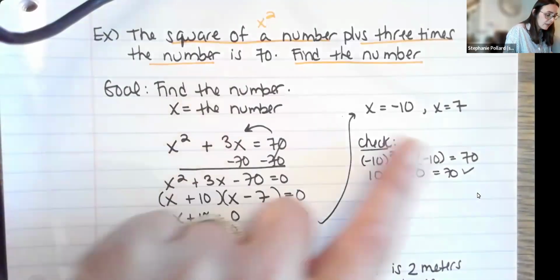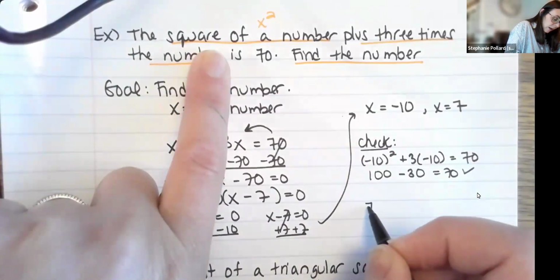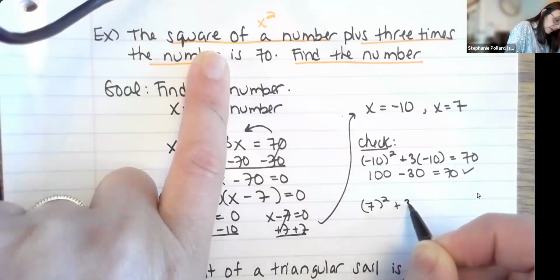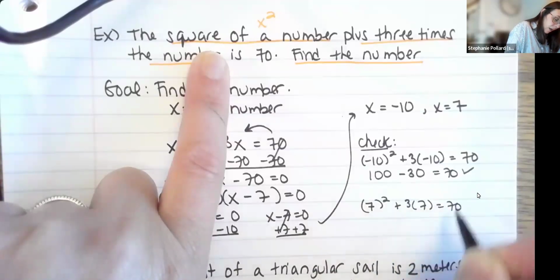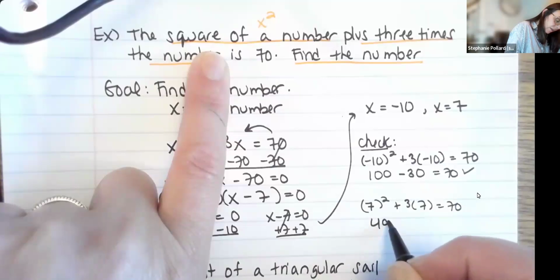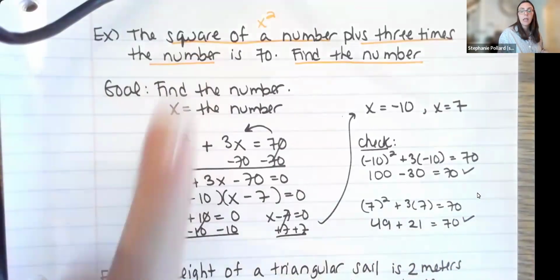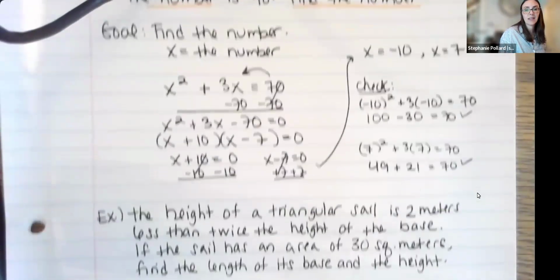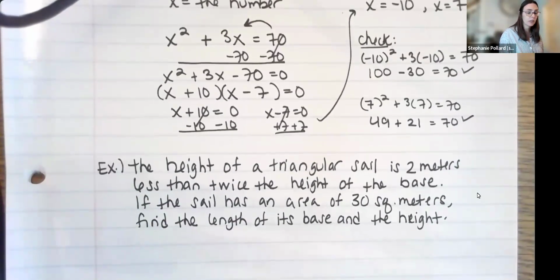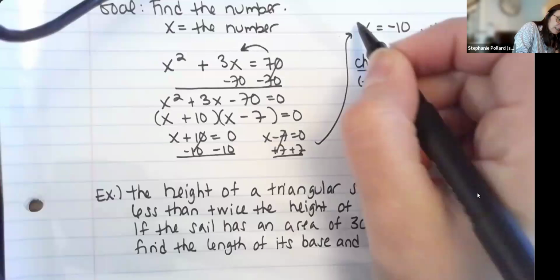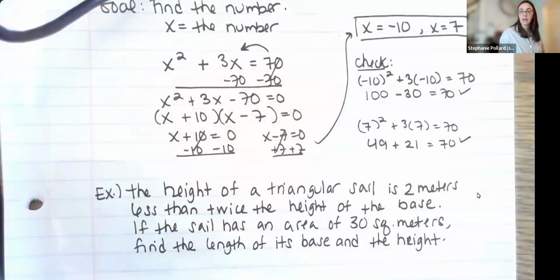If I try the 7, I would have 7 squared plus 3 times 7. Is that 70? Well, 7 squared is 49, and 3 times 7 is 21. So that actually checks out as well. And again, I don't have a context here that says it has to be positive or anything different. So both of these in this case are still viable answers, negative 10 and 7.